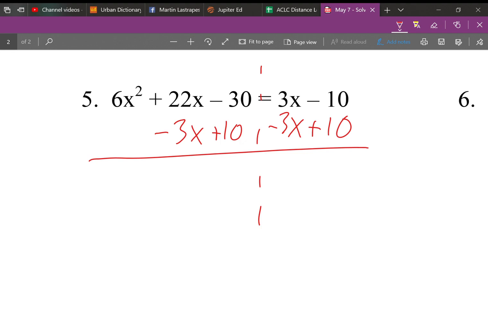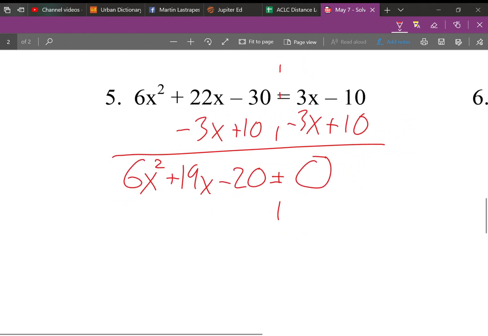which we are. So let's go ahead and do this. I have 6x squared. That didn't change. Now 22 minus 3 is 19, and since it's x, I have 19x. And then negative 30 plus 10 is negative 20. And this is all equal to 0, and that was the whole thing, right? We don't really want to factor until it's equal to 0, because if I factor and it's not equal to 0, I'm unable to use the zero product property. So I did make it equal to 0.